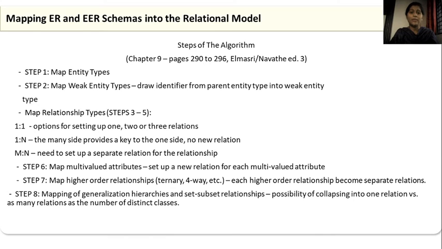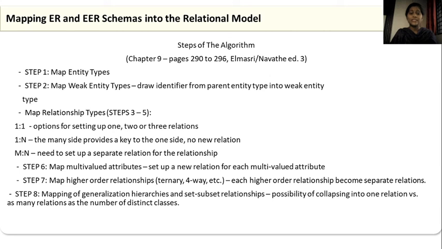How do we map an ER diagram to the extended ER model? There are the following steps. Step 1, map the entity types. First you have to map the entity type. Second, map the weak entity type, and then draw identification from the parent entity type into the weak entity type. Whenever it is a weak entity type, there is a parent entity from which it has been derived. Then map the relationship type. The mapping cardinality will be 1 to 1, 1 to many, many to 1. So you have to follow these 3 cardinalities.